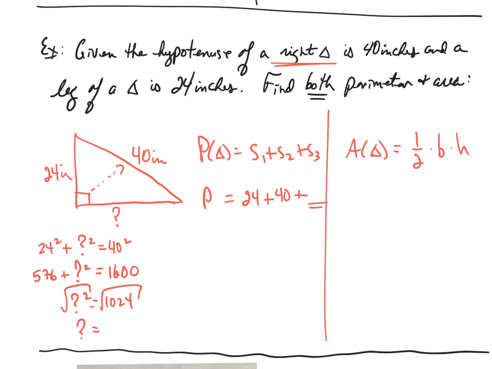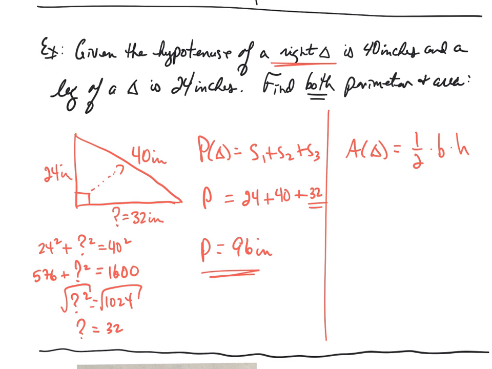the missing side then is going to be 32. So our missing side then would be 32 inches. Therefore, we now know our third side, and the perimeter is going to be 24 plus 40 plus 32. And let's see what we get there. We get 64, 94, 96. So the perimeter would be 96 inches. Remember, perimeter is just distance around.